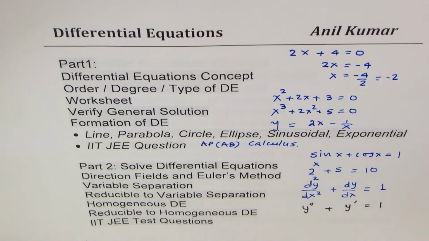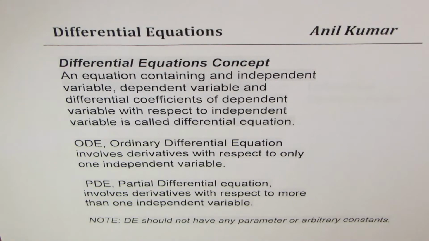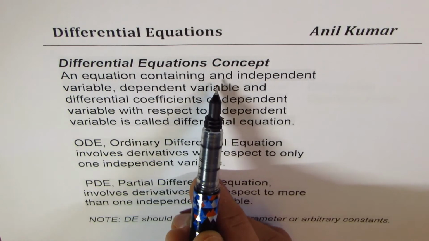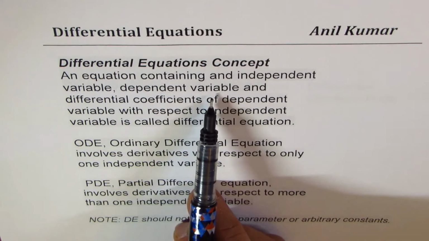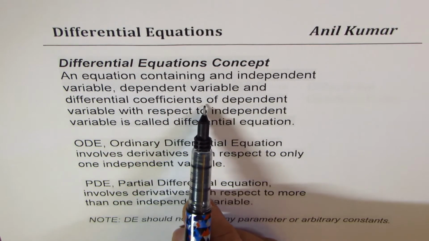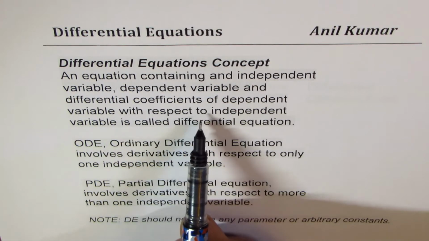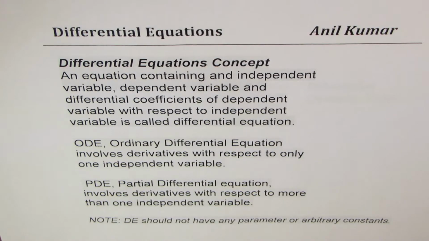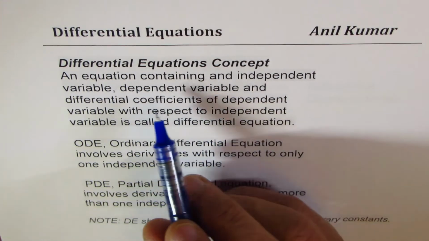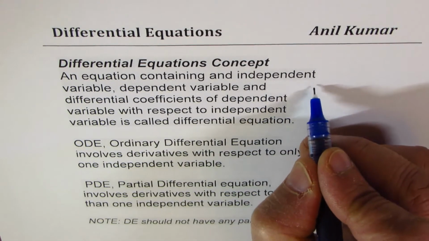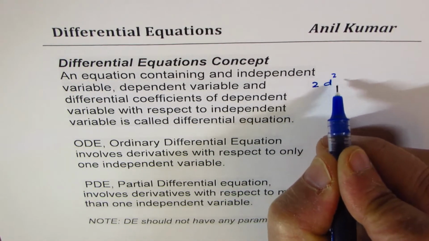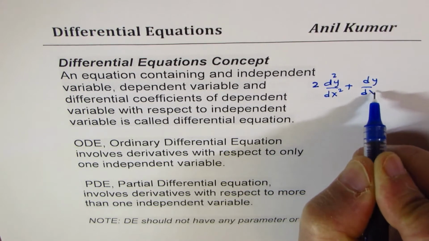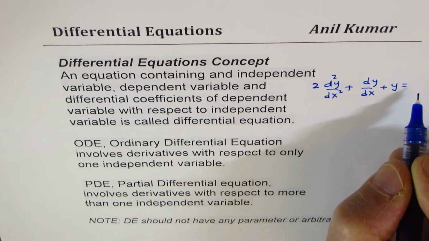And now let's look into details, right? So let's define differential equations first. An equation containing an independent variable, dependent variable, and differential coefficients of the dependent variable with respect to the independent variable is called a differential equation. So, it might be confusing, but let me give you an equation, then we'll talk about it, right? So we say, if I write 2 d2y by dx square plus dy by dx plus y equals, let us say, 4.